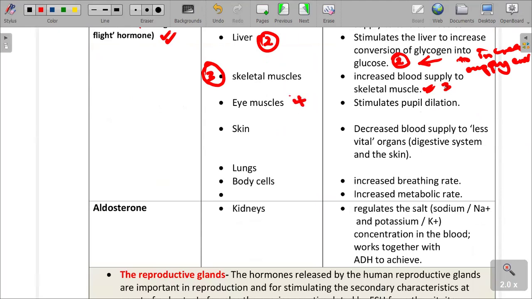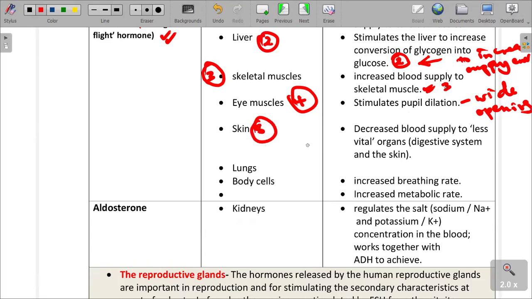Number four, we have the adrenaline hormone targeting the eye muscles. It stimulates the dilatation of the muscle, wide opening of what? Wide opening of the pupil so that more light can enter the eye. When a person is under emergency, is frightened, the pupil dilates. The dilatation is caused by the adrenaline hormone, which causes the eye muscles to produce the response that we are referring to.